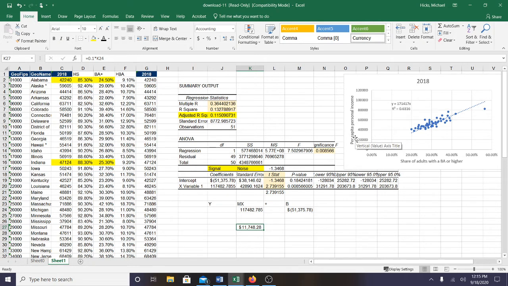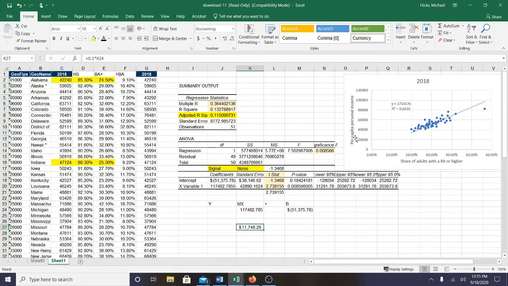And so in a very naive sense, we could take this result to a policymaker and say, how much richer in per capita income would a state be expected to be if they were to increase their share of adults who graduated high school or graduated from college? And the answer is, if you were to go up by 10%, from 35 to 45 or 50 to 60%, you would expect your per capita income to increase by $11,748.